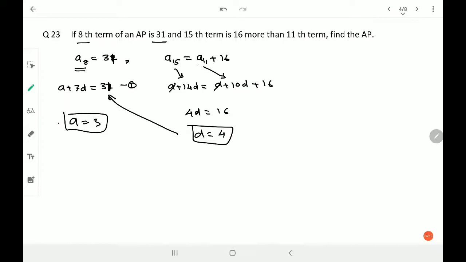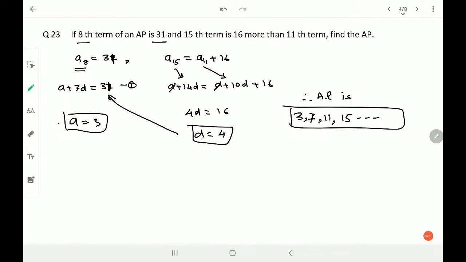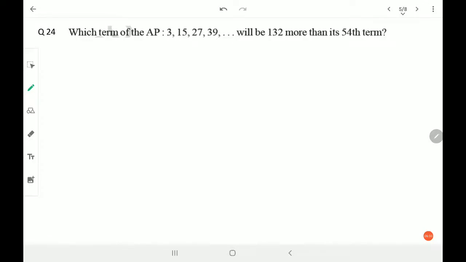Hope the second equation is correct. Yes, it is correct. So your first term is 3, then the second term is 3 plus 4, 7, 7 plus 4, 11, 11 plus 4, 15 and so on. And that is your AP. Okay, you can present your answer properly. That's not the problem. It's easy, nothing very difficult.